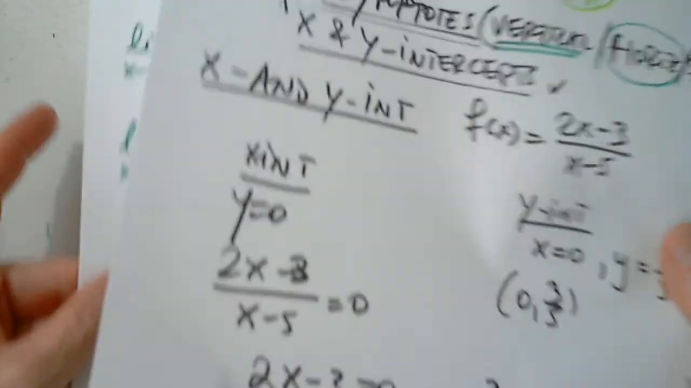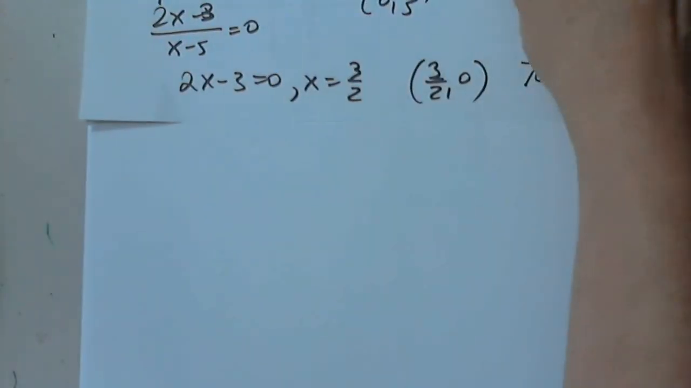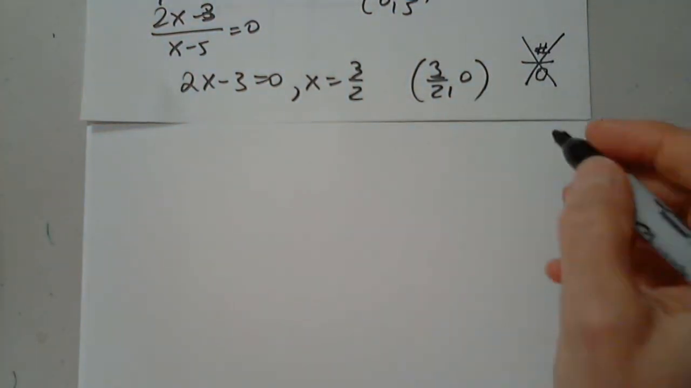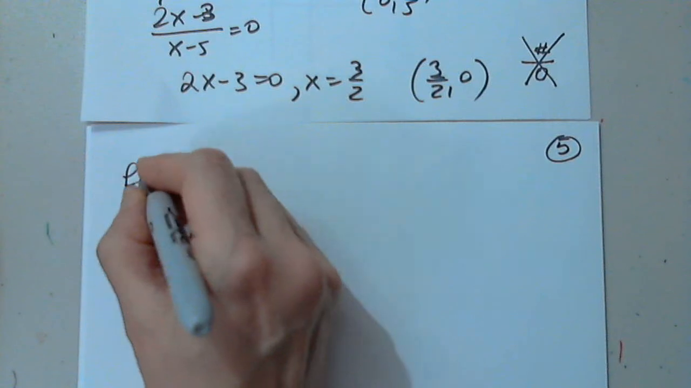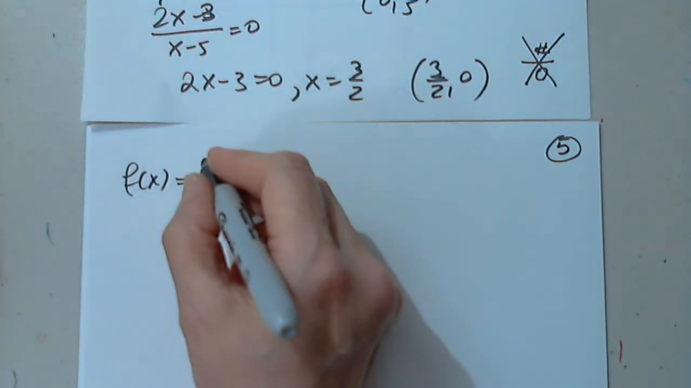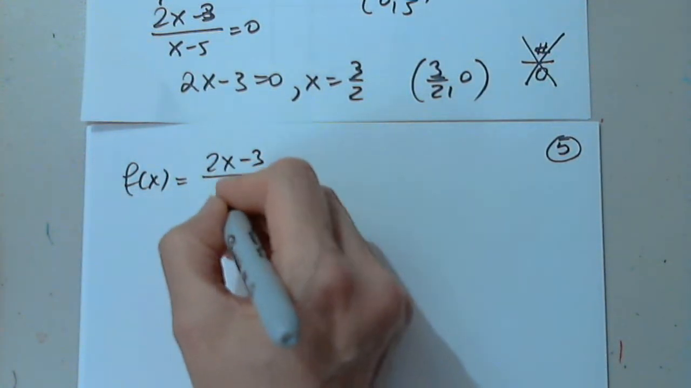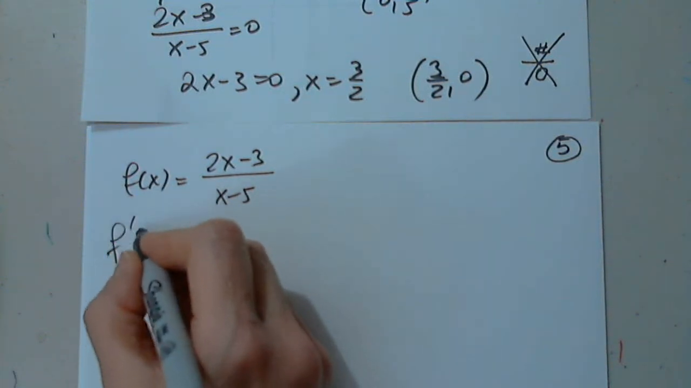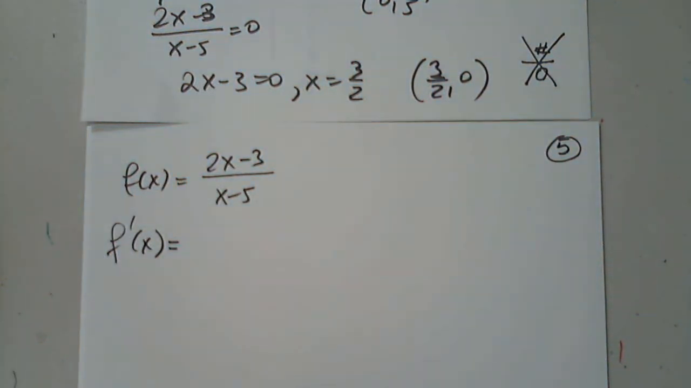Okay. Which page am I on? I'm on 5. Good. So f of x equals 2x minus 3 over x minus 5. Now I'm ready to find f prime.